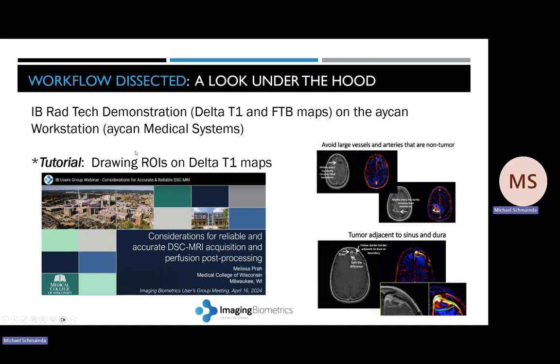The next thing we're going to do is jump into a demonstration using the ACAN workstation and IB RadTech. And before I do that, I just want to highlight that we do have available a tutorial assembled, again, by Melissa Pra at the Medical College, which helps the users accurately place ROIs on the Delta T1 when doing the semi-automated processing.